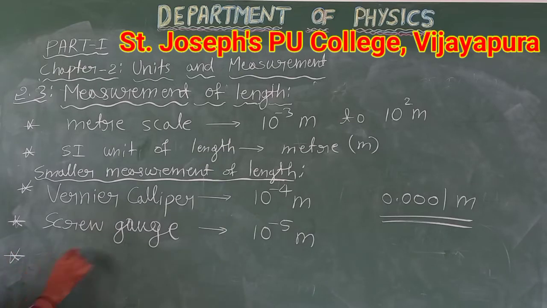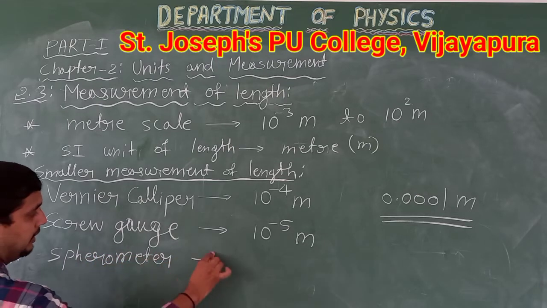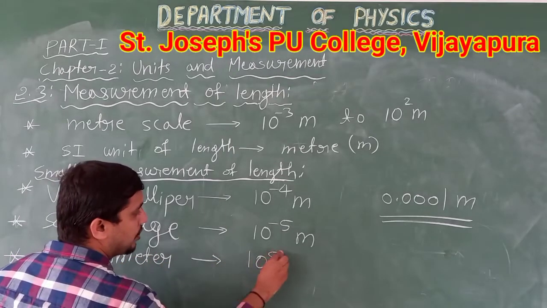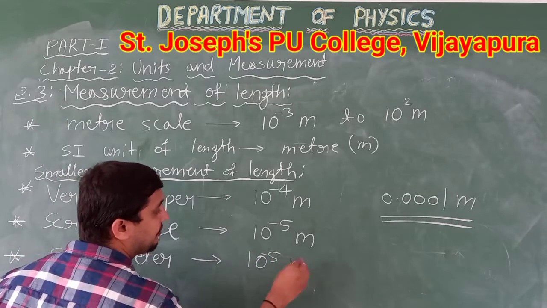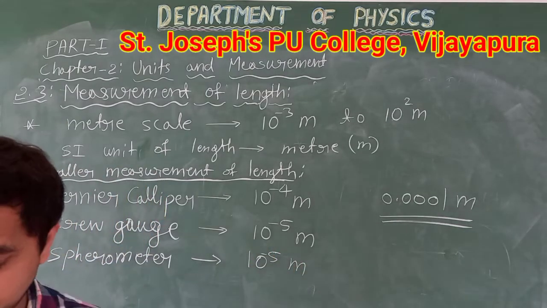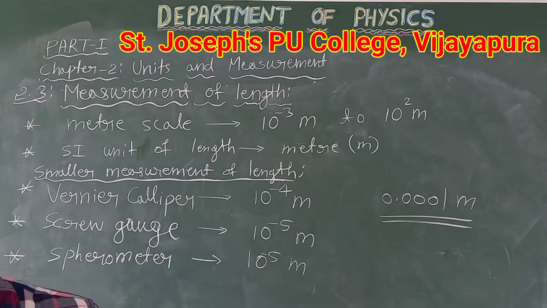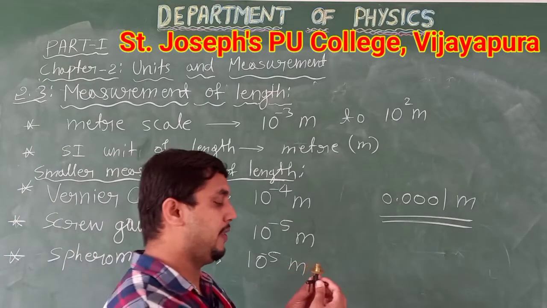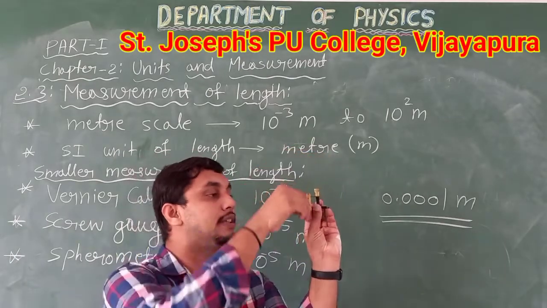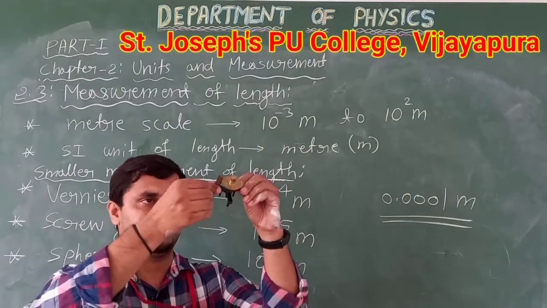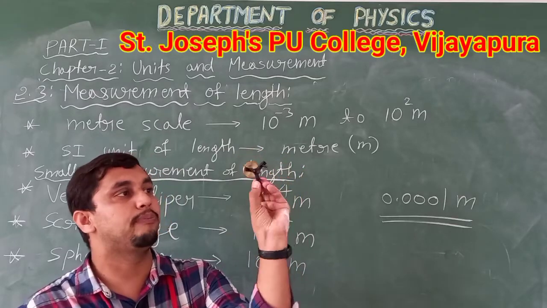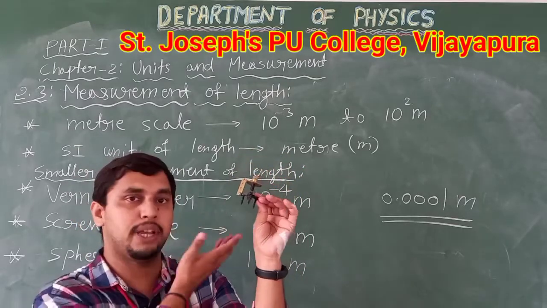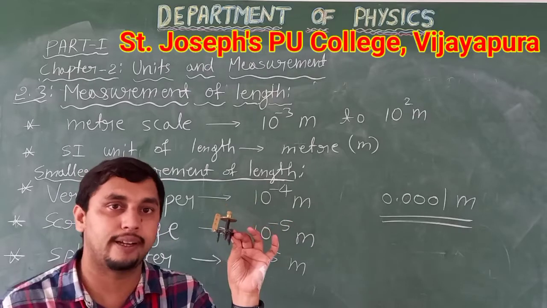Similarly, we can have another device, which we call a spherometer. The spherometer is a device which is also used for measurement of the order of 10 to the power of minus 5 meter. Here will be the device. So this is the spherometer. You have an experiment based on this device in a laboratory.